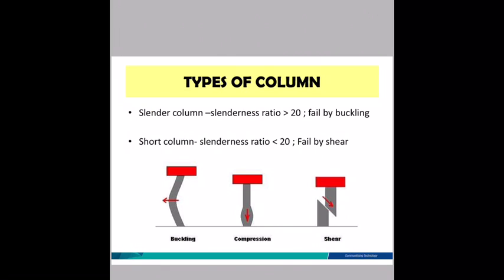So there are two types of column. A slender column, where the slenderness ratio is more than 20, will fail by buckling, meaning it will buckle like this. A short column will fail by shear if the slenderness ratio is less than 20. Failure by shear looks like this, it is a 45-degree failure. And some columns will fail due to compression. It will buckle on the right and left side of the column.